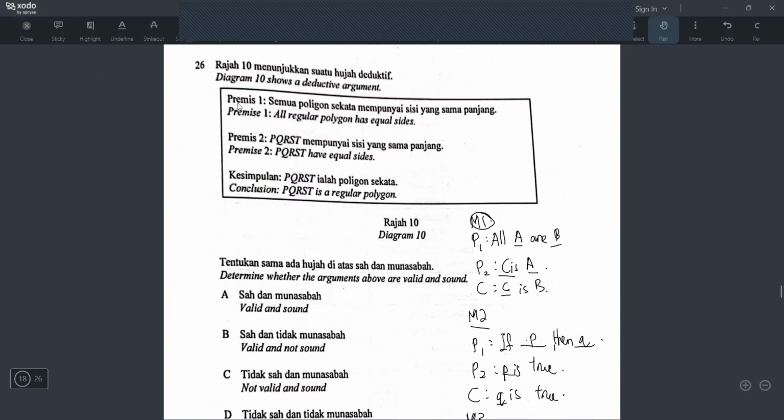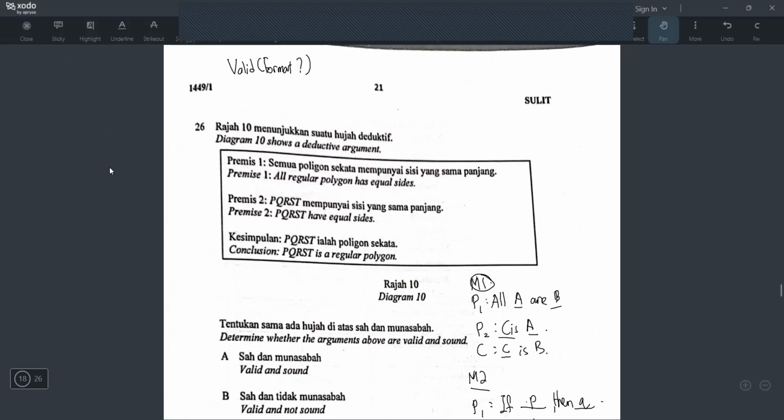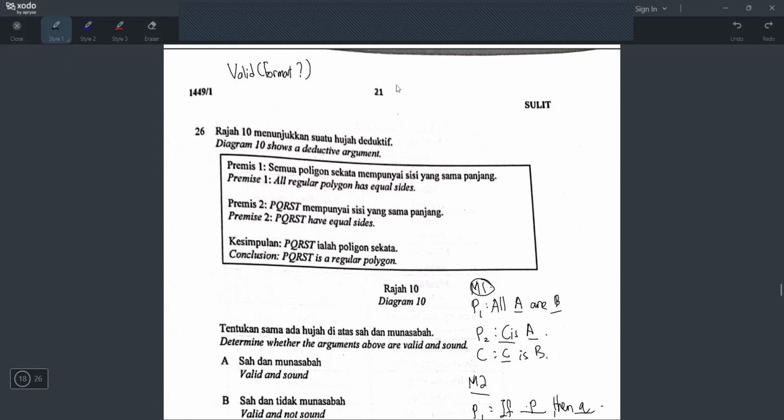So let's see this argument. Before that, I want to explain what sound is. How do we know whether it's sound or not sound? For sound, we just check whether it's true or false. If you want to know valid, we check whether they follow the format. If you want to know sound or not, we check whether true or false. If one of the premises or the conclusion is false, then the whole thing is not sound.